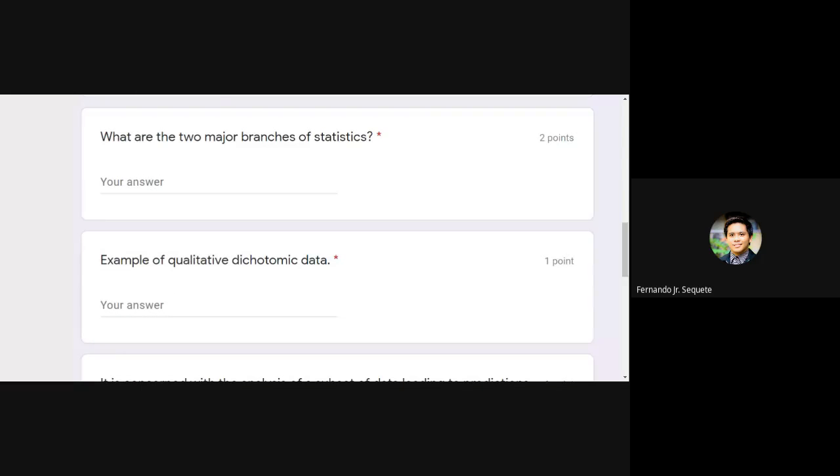Next, what are the two major branches of statistics? We have inferential and descriptive. Inferential and descriptive statistics. Sir, can the answer be just descriptive or just inferential? Yes, because the word statistics has already been mentioned. So the answer can be descriptive and then inferential, or descriptive statistics and inferential statistics.